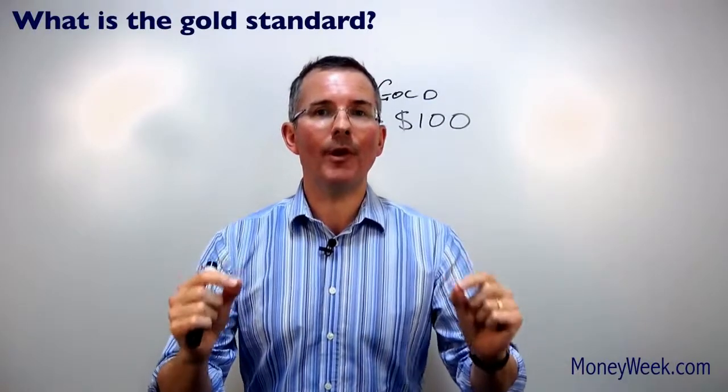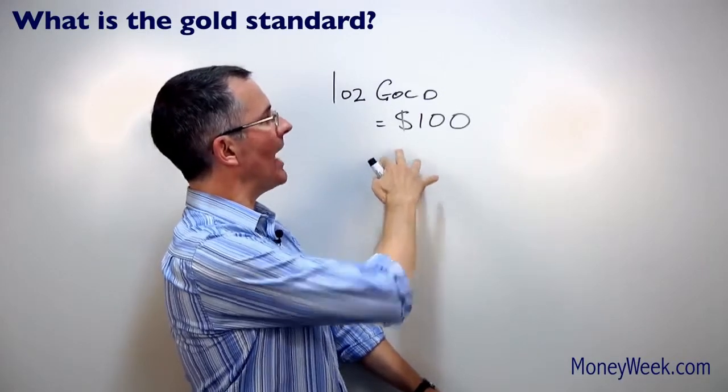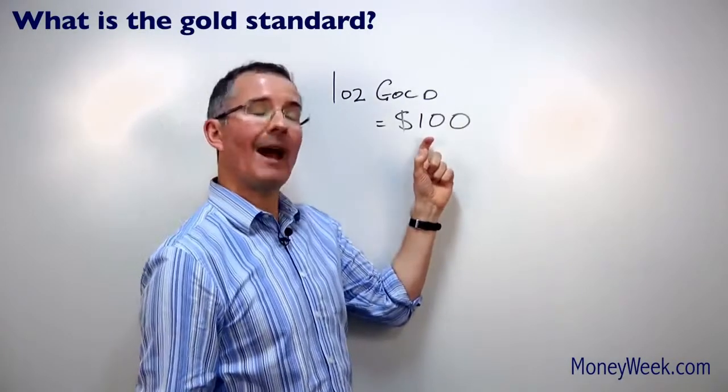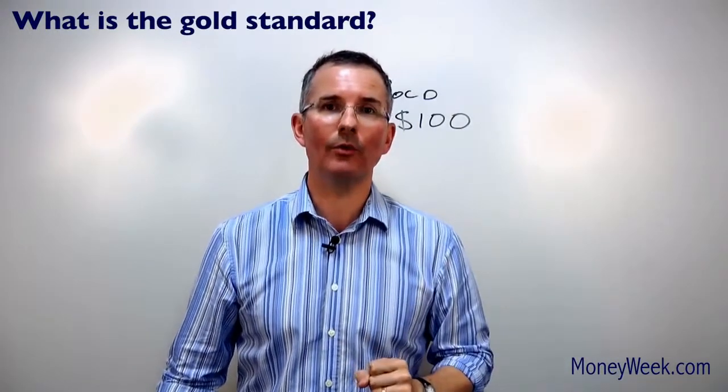With a gold standard, the point is this. You fix that, you declare that, and it means that people can go to their central bank with $100, should they wish to, and demand an ounce of gold.